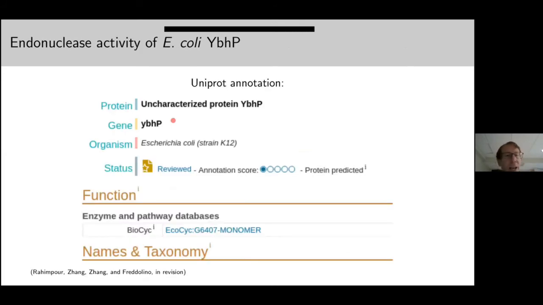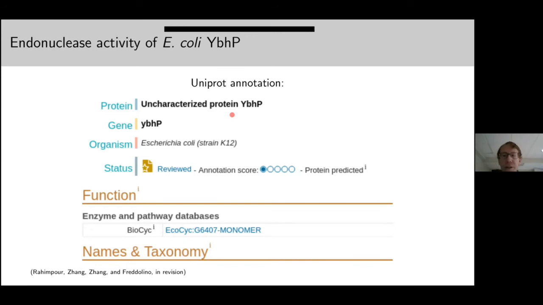And so just as one case study, I'd like to show the protein YBHP from E. coli. This is the UniProt page on YBHP, at least from a couple of years ago. It is listed just as uncharacterized protein YBHP, and that is literally all of the information that we have. But we know we're interested in this protein because if you knock it out, it has a profound impact on antibiotic resistance. And so the first step in figuring out why is figuring out what this thing does.